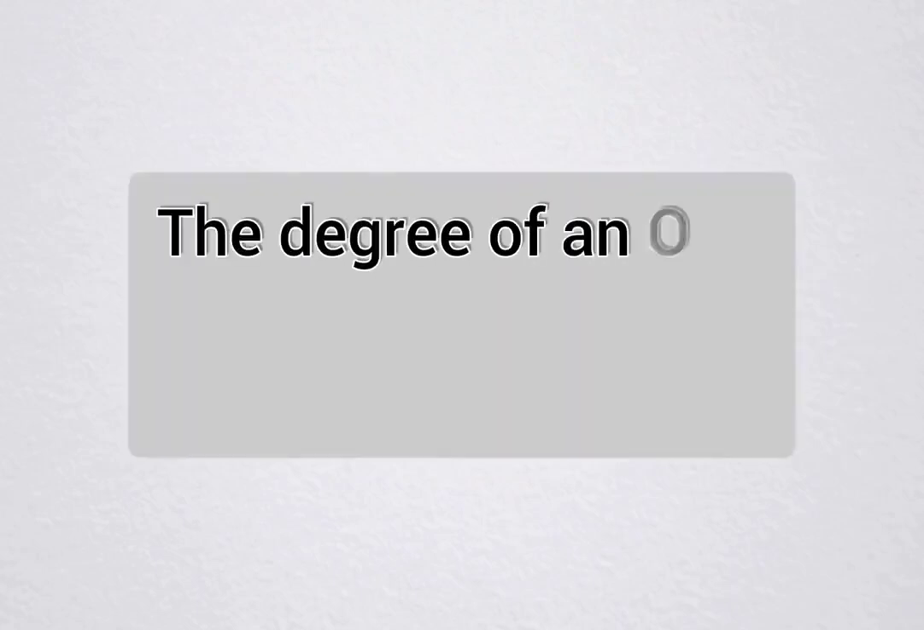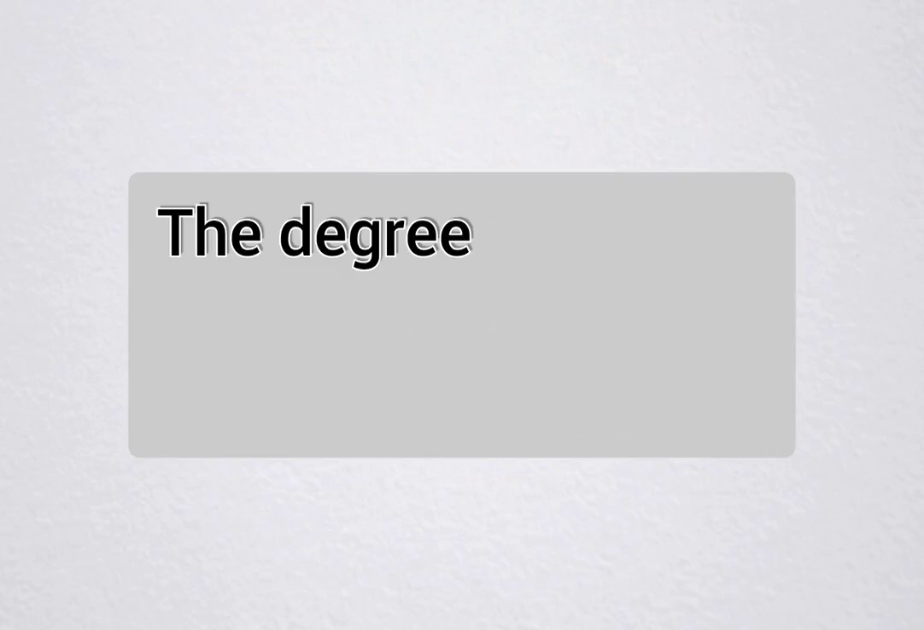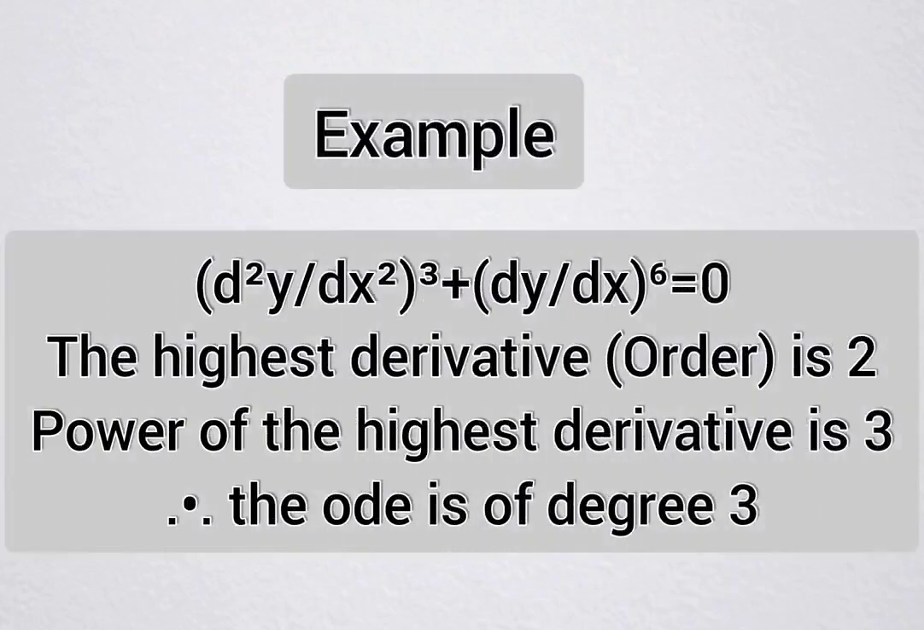Right, so coming to the degree of an ODE, the degree of a given ODE is simply the power of the highest derivative present in that given ODE. Looking at the given example here, we observe that the highest derivative is the second derivative, and the derivative here is raised to the power of 3. This simply implies that 3 is the degree of the given ODE.